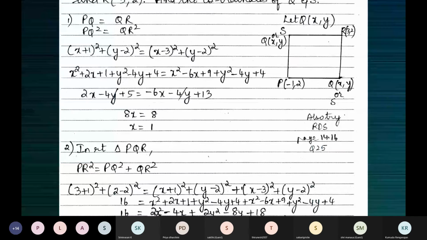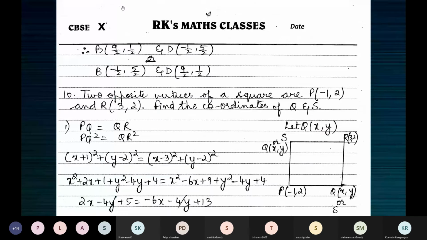So if B takes this address, then D will take this address. Or if B takes this address, then D will take this address. So like this, we found the address of B and D, but we assumed only for B. Let B be (x, y). With that, we can find both.